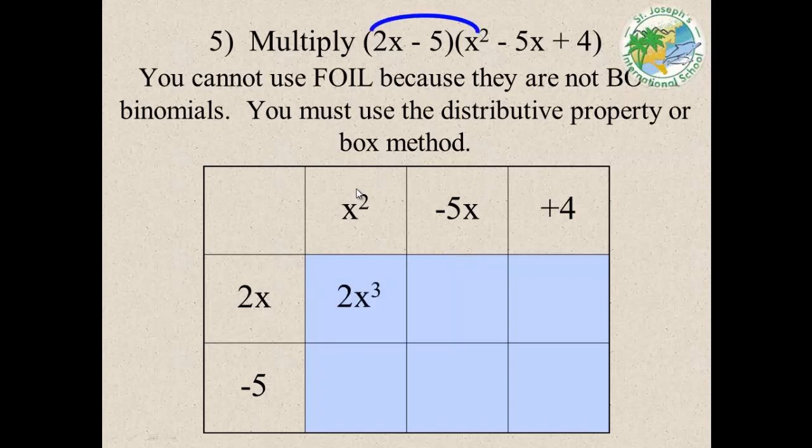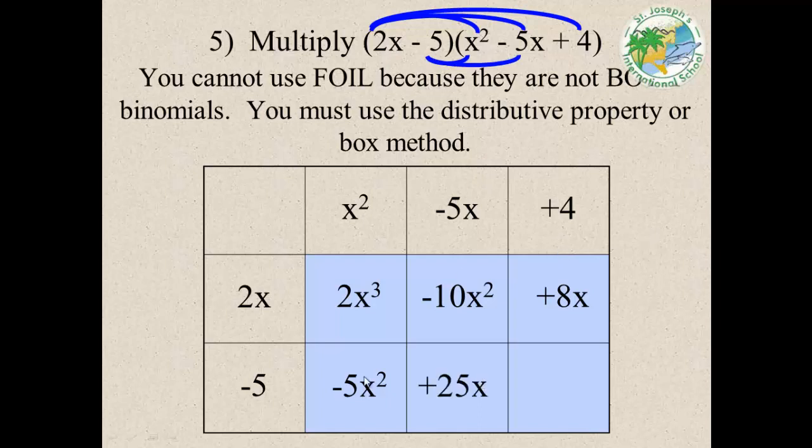2 times x power 2 equals 2x power 3. Negative 5x times 2x equals negative 10x power 2. 2x times 4 equals 8x. X power 2 times negative 5 equals negative 5x power 2. Negative 5 times negative 5x equals 25x. 4 times negative 5 equals negative 20. Almost done. Go to the next slide.